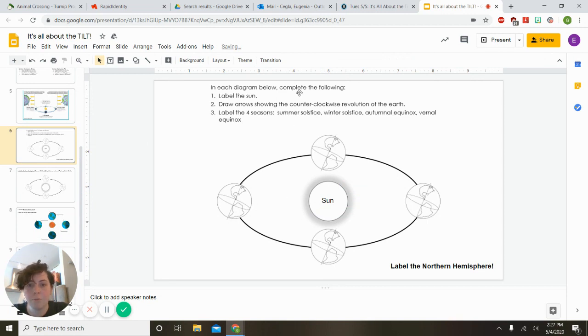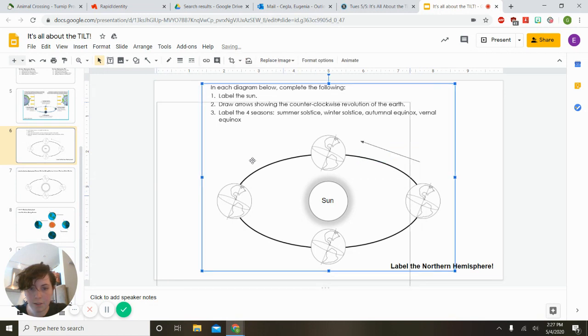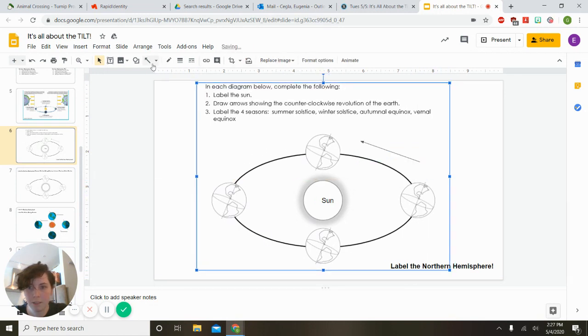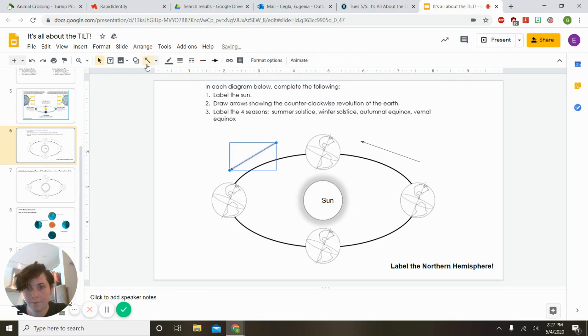Okay. We need to draw arrows showing that the Earth revolves counterclockwise around the sun. So my arrows, counterclockwise, go this way. And this is going to help us figure out our seasons like spring and fall, which aren't as obvious of seasons. Okay, so now we have to label the four seasons.